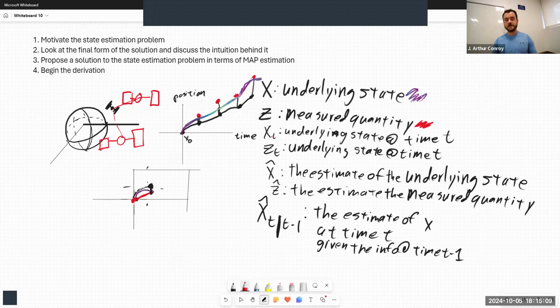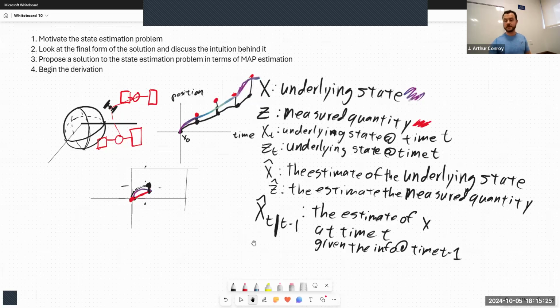When I add a subscript T to the bottom right-hand corner, I'm saying that I'm looking at this quantity at time T. So X sub T is the underlying state at time T, and similar idea for the measured quantity. When I put a hat on something, it means it's our estimate of that quantity. So we cannot actually measure X, but we will be estimating X hat as best we can. X hat is our estimate of X.